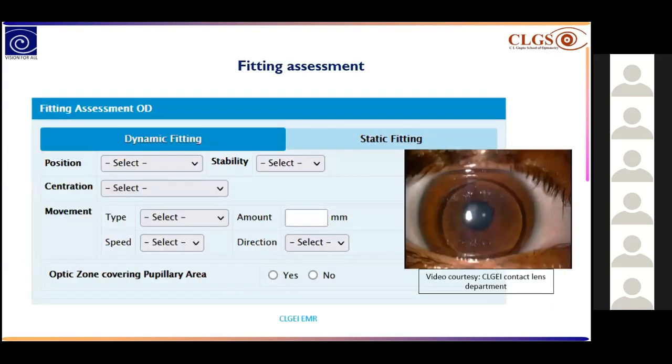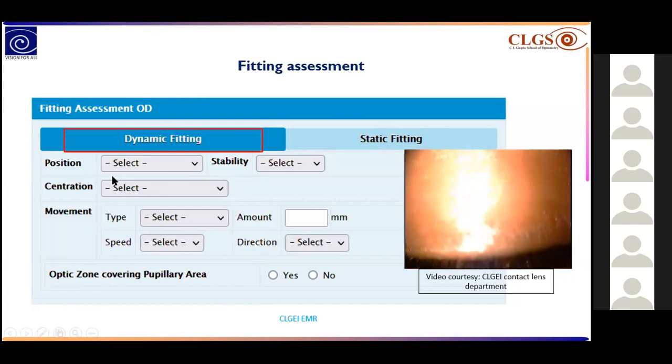So this fitting assessment documentation I have taken from the EMR. For assessing the fit of RGP contact lenses, there are two types of fitting assessment. One is dynamic fitting assessment, and another is static fitting assessment. Dynamic fitting assessment can be done without applying fluorescein, and static fitting assessment is done after applying fluorescein dye. In the dynamic fitting assessment, these are the points we usually assess. First is position.